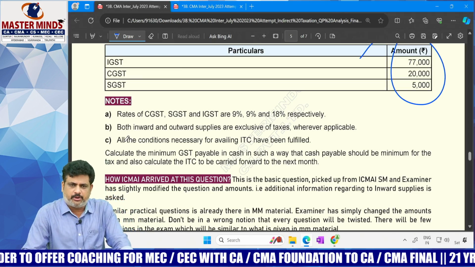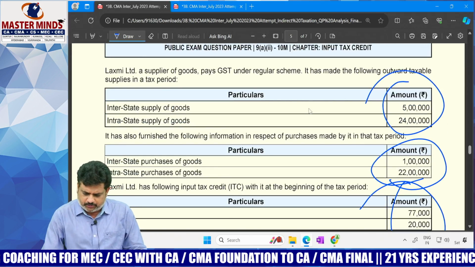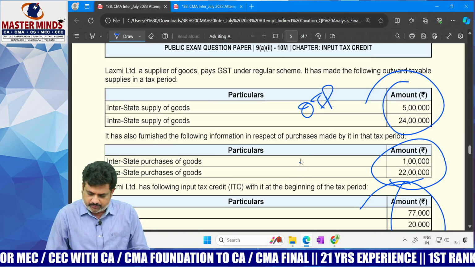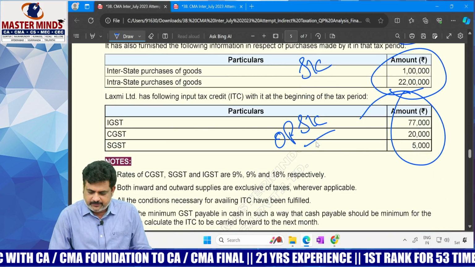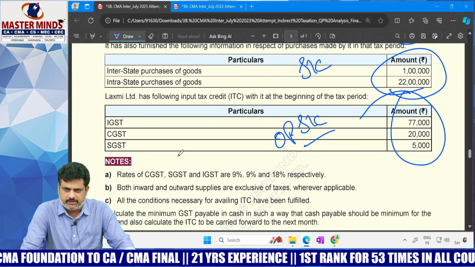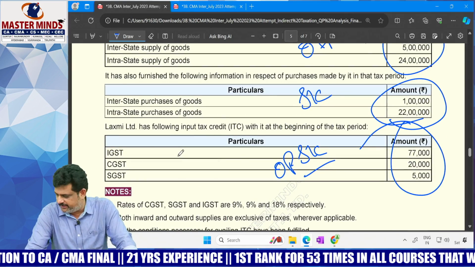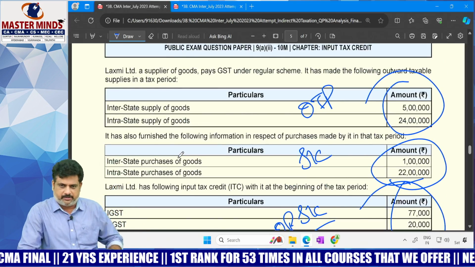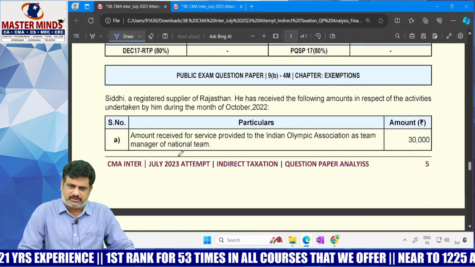So based on that, we need to compute. This is a basic question. Definitely, based on this output tax payable we will calculate, and on this we will calculate the ITC. This is the opening ITC. Based on the opening ITC, what is the position? Opening ITC plus ITC, we will get the total ITC. It will be reduced from the output tax payable. Very straightforward question. You can answer this type of questions.